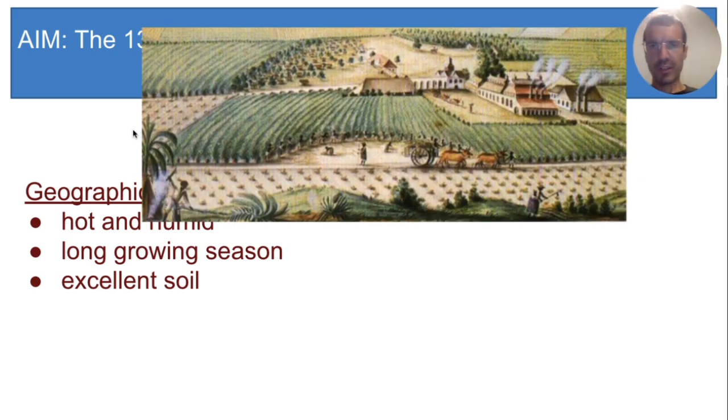All right, before we finish, take a look at this image of colonial Virginia. And again, ask yourself, what do you see in the picture that reflects the geographic characteristics of the southern colonies? And what do you see that reflects the economic characteristics?